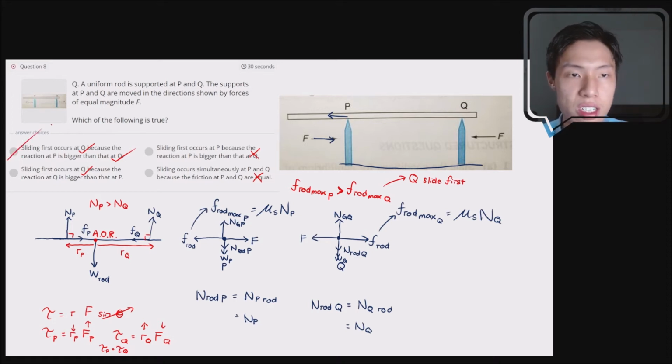Sliding first occurs at Q because the reaction force at P is bigger than the reaction force at Q. Okay, so that's how you solve question 8. Let's move on to the next question.